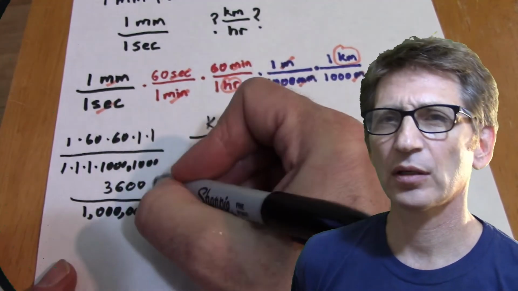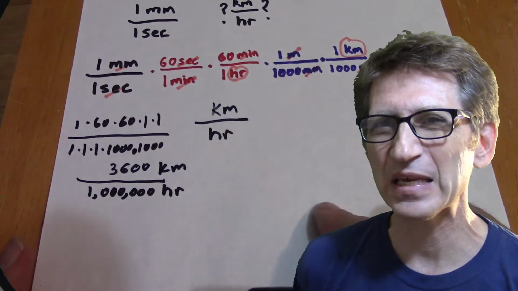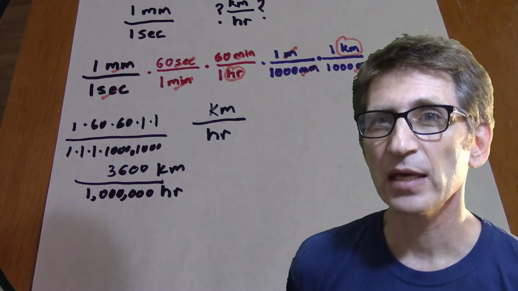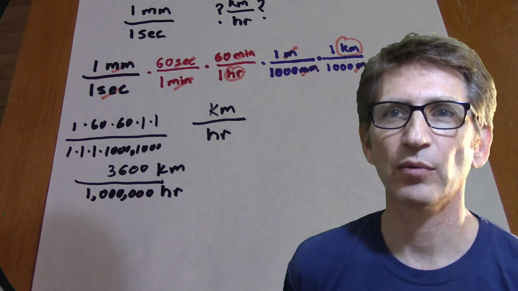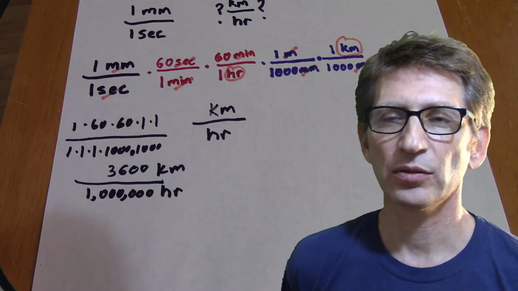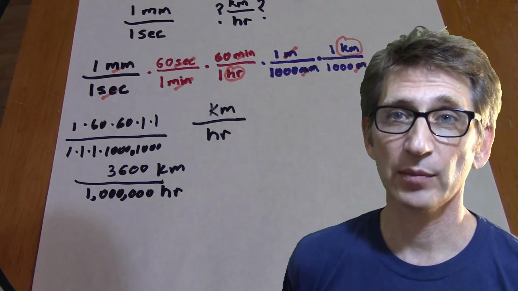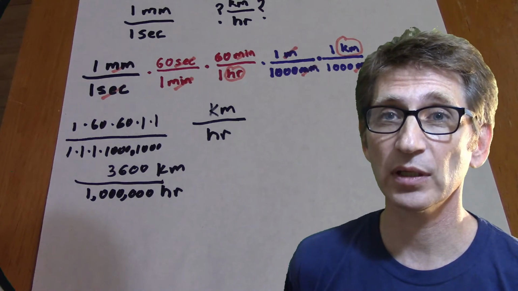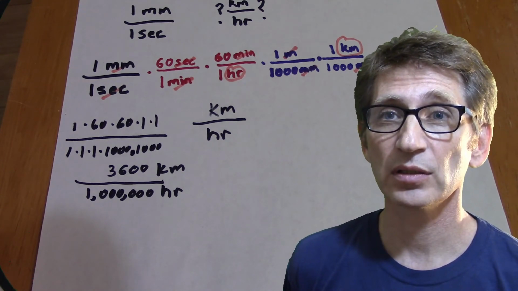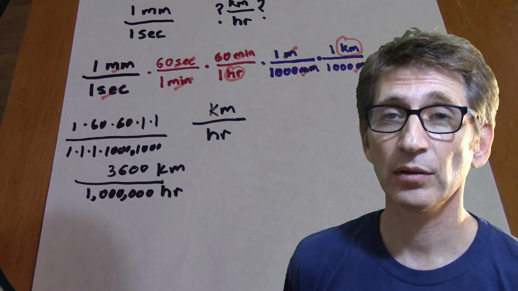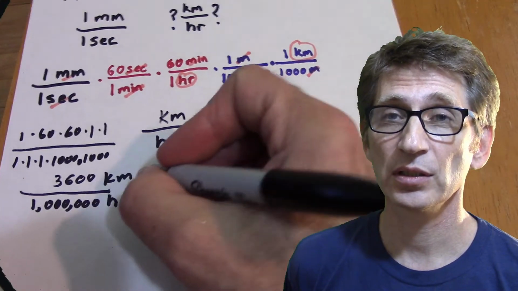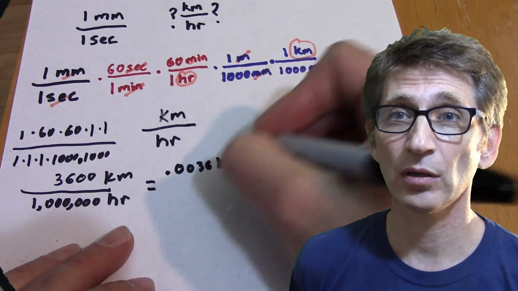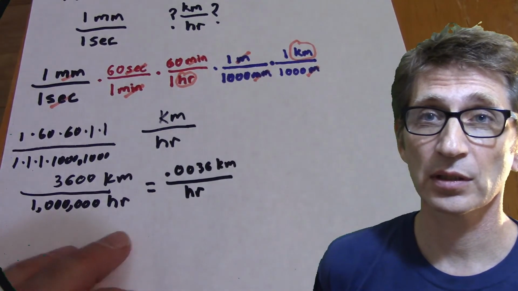Now, I don't think this snail's going to be moving for 1 million hours, but if it did, it'd go 3,600 kilometers. So we probably want a unit rate, which would be more convenient for this situation. So the unit rate, meaning the denominator 1, we're going to divide 3,600 by 1 million, giving us 0.0036 kilometers per hour. That's pretty slow, but it's a snail.